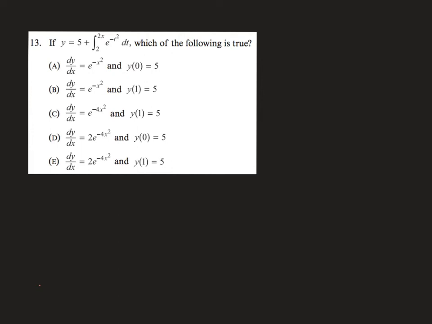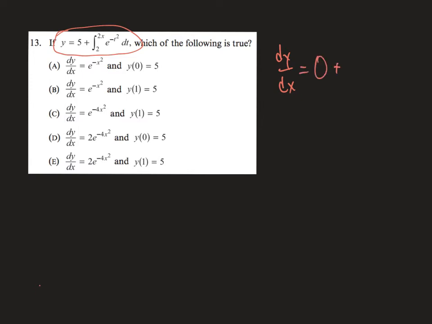So if y equals 5 plus the definite integral from 2 to 2x of e to the negative 2t dt, we're asked which of these is true. They all involve the derivative. So I recommend that the first thing we do is just go ahead and crank out the derivative of this thing. We're going to do this in two pieces. The first part of the derivative is pretty easy. It's just the derivative of 5, which we know is 0.